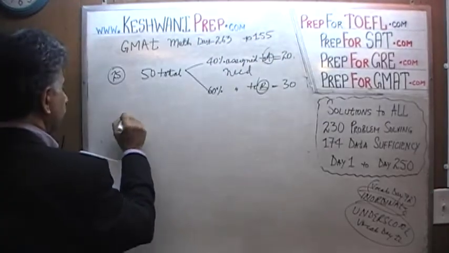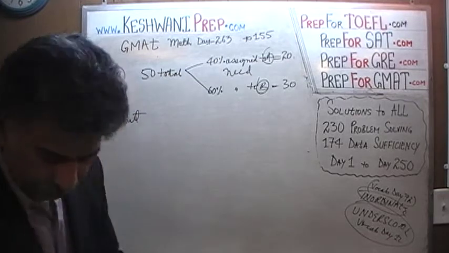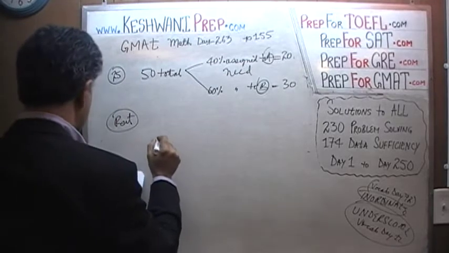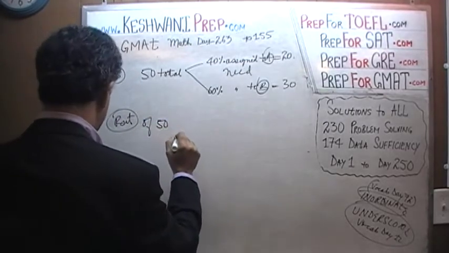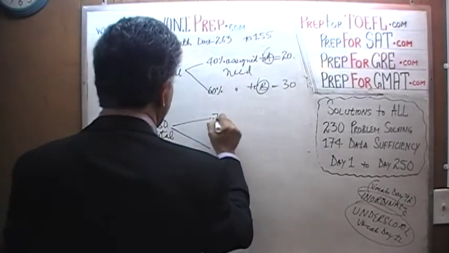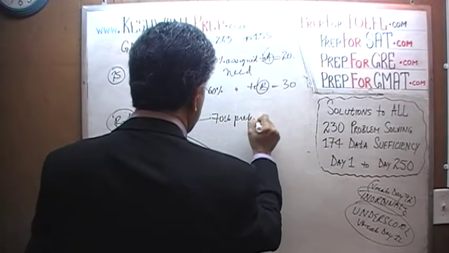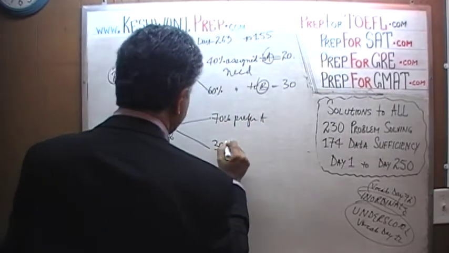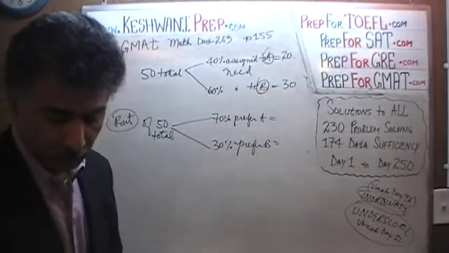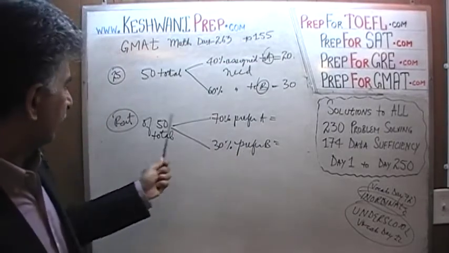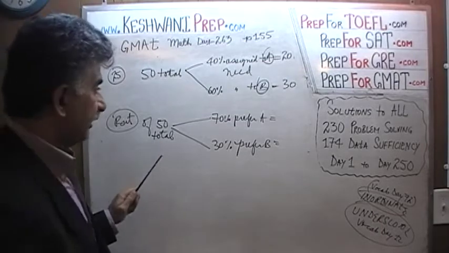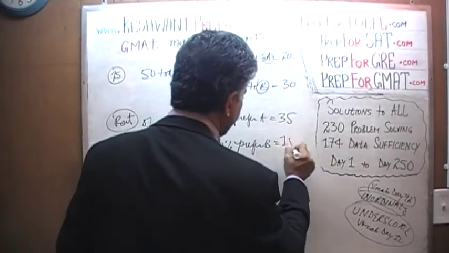We are also told, but of 50 total, 70% prefer A and 30% prefer B. Again, before we do any work at all, let's figure out 70% of 50. Again, 10% of 50 is 5. 70% is going to be 5 times 7, which is 35. And so this is what they prefer.